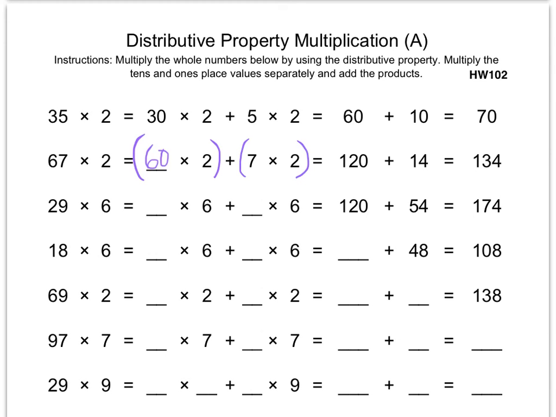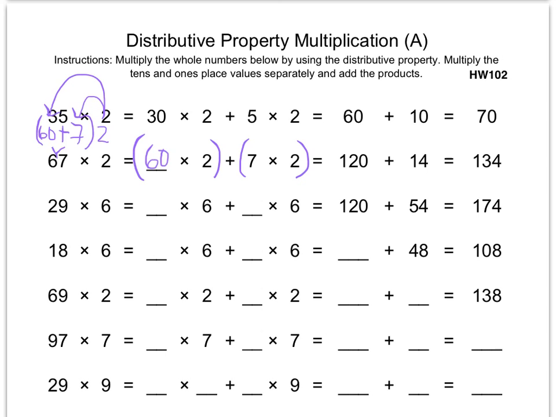So what we did is we took 67 and we split it into 60 plus 7. So I split 67 into 60 plus 7. And then I multiplied that by 2. And now I know we're used to seeing the multiplication number in front, but it means the same thing as if we did it in the back. And then I'm just distributing this 2 to each of these numbers. And that's how I get to my next step.